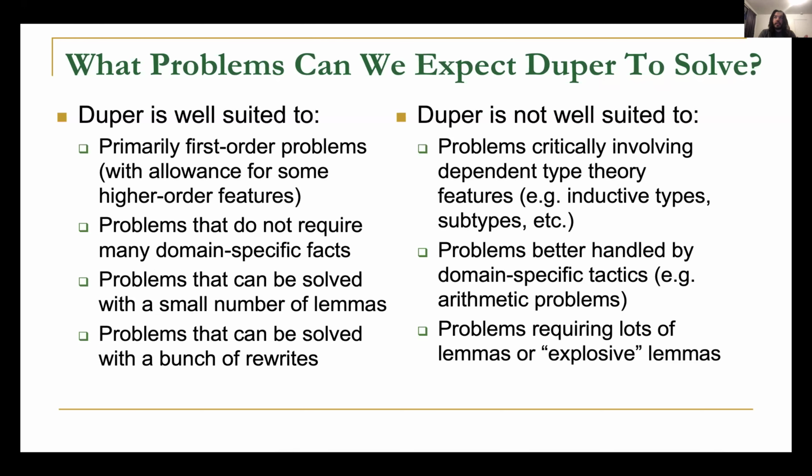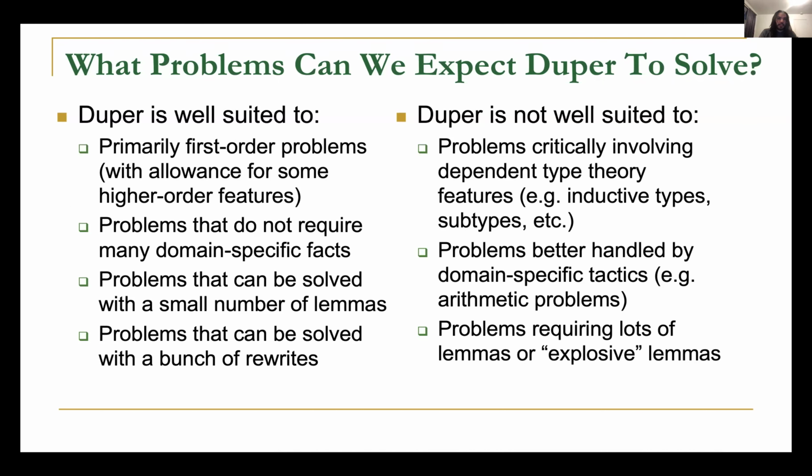As we saw in the example with the multiple subgoals, Duper does better on problems that can be solved with a small number of lemmas. And Duper also tends to perform poorly on problems that require either lots of lemmas or really explosive lemmas, like set extensionality. And then as a final note, I'll comment that in practice, it appears that Duper tends to do pretty well on problems that can just be solved with a bunch of rewrites.